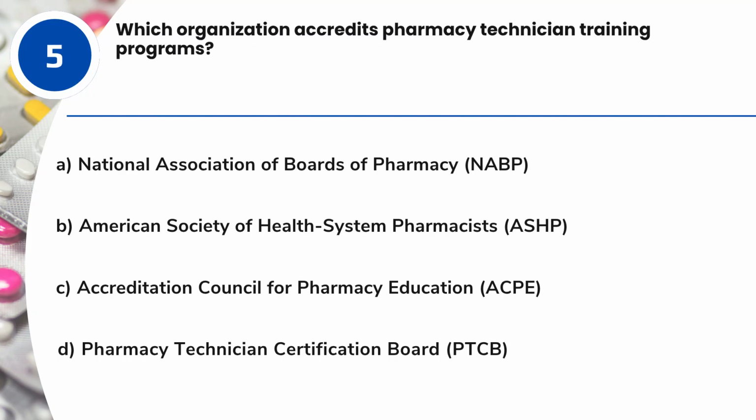Question 5. Which organization accredits pharmacy technician training programs? A. National Association of Boards of Pharmacy, NABP. B. American Society of Health System Pharmacists, ASHP. C. Accreditation Council for Pharmacy Education, ACPE. D. Pharmacy Technician Certification Board, PTCB.